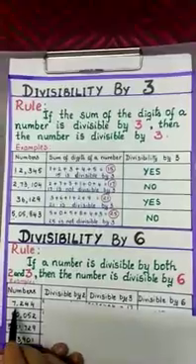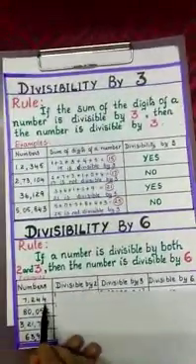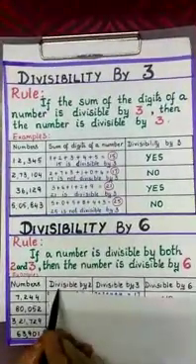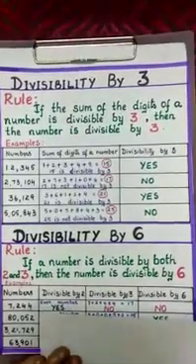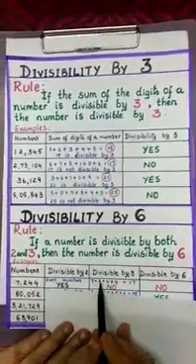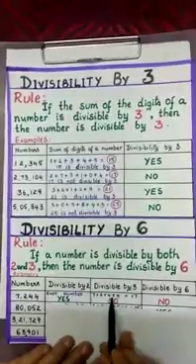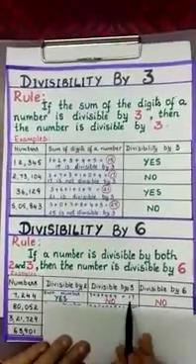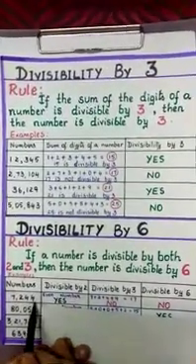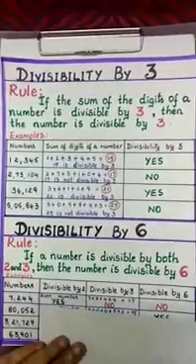The first number is 7,244. To check divisibility by 2, we observe the digit in ones place. What is the digit in ones place here? 4. So it's an even number which is divisible by 2. To check divisibility by 3, we find sum of digits. 7 plus 2 plus 4 plus 4. 7 plus 2, 9. 9 plus 4, 13. 13 plus 4, 17. 17 is not divisible by 3. So here, this number is divisible by 2 but not divisible by 3. Hence, this is not divisible by 6.